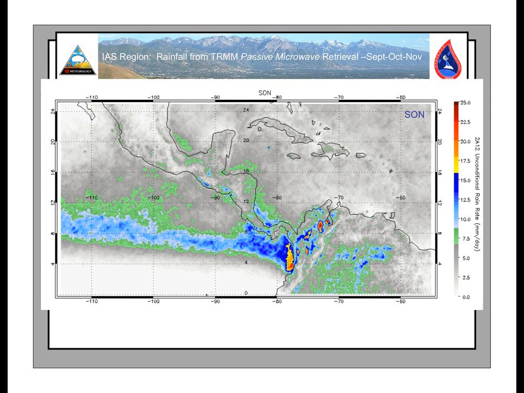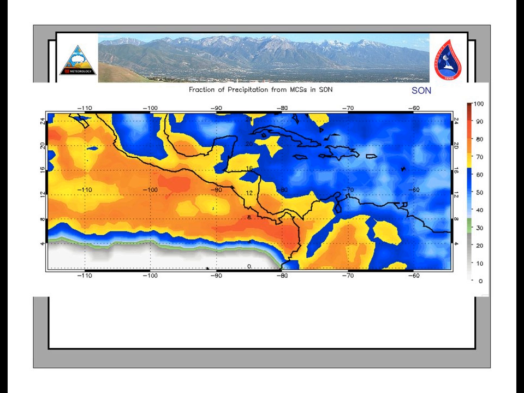That's passive microwave. Okay, and now again for the Intra-American Seas region, very simple question, what fraction of the precip comes from mesoscale convective systems? And the answer very simply is considerably less than 50% over the trade wind belt, considerably over 50% over especially the Pacific coast and the Pacific ITCZ. We don't go far enough east here to pick up the Atlantic ITCZ.